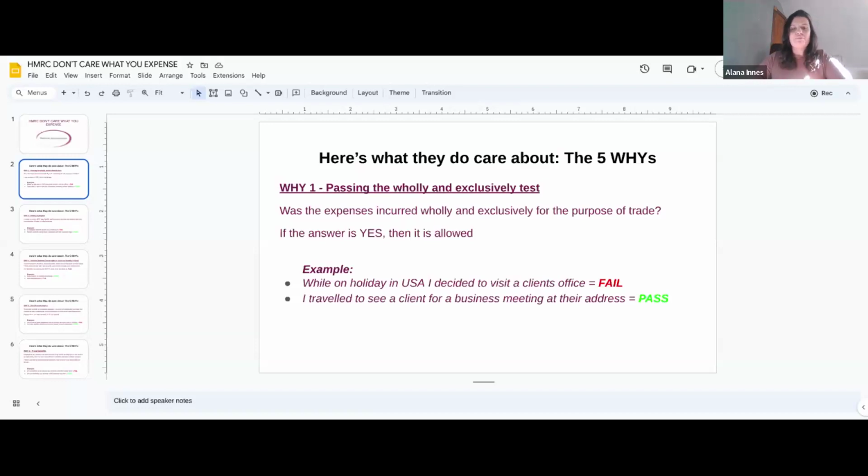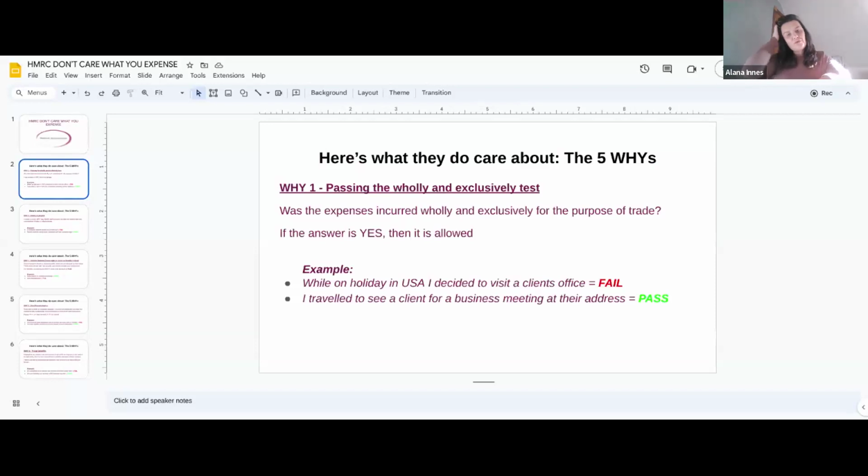So I've put a little example on there on the screen for each of these. So if you were to say to HMRC, while I was on holiday in the US, I decided to visit a client's office, and then you proceeded to put through the full travel allowances for your hotel, all your travel, your flights, everything through there.